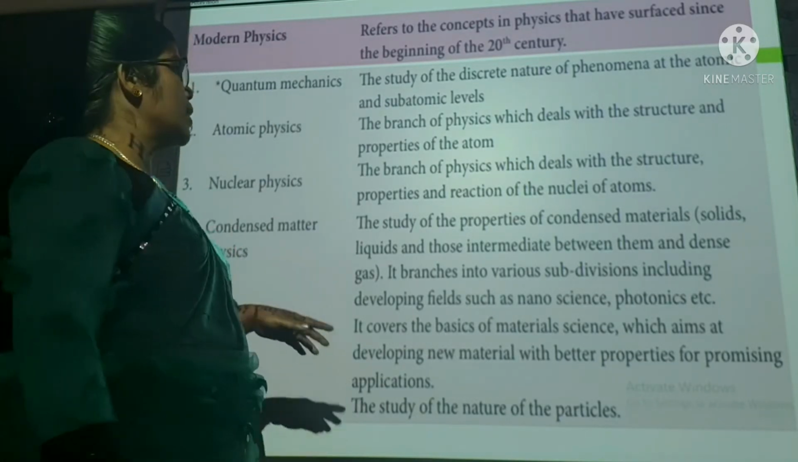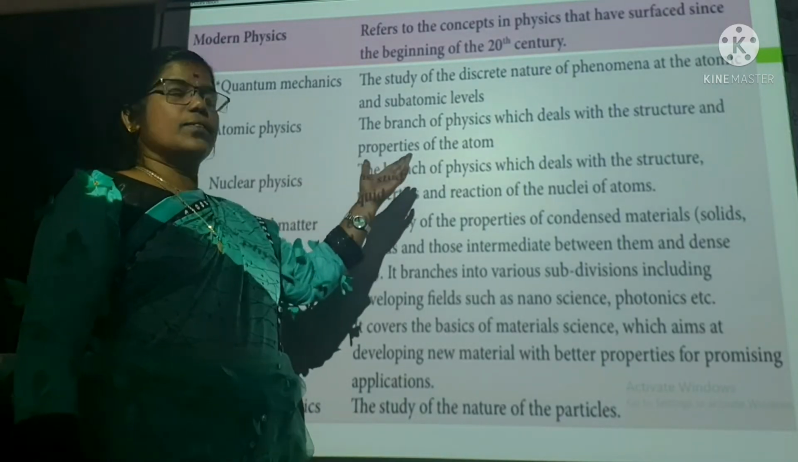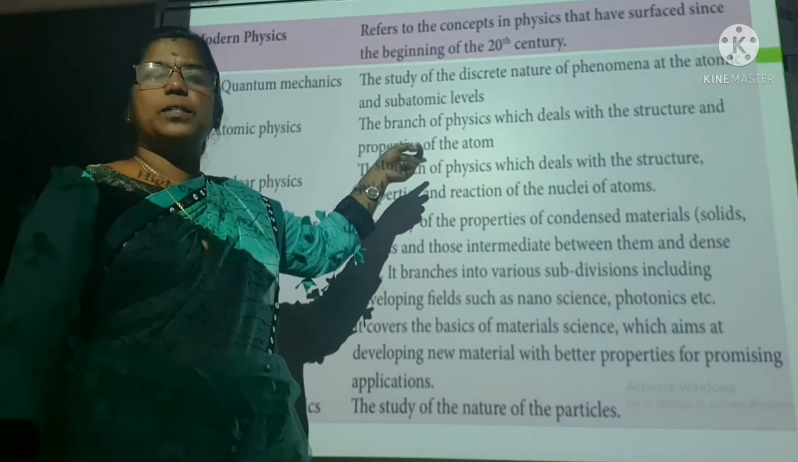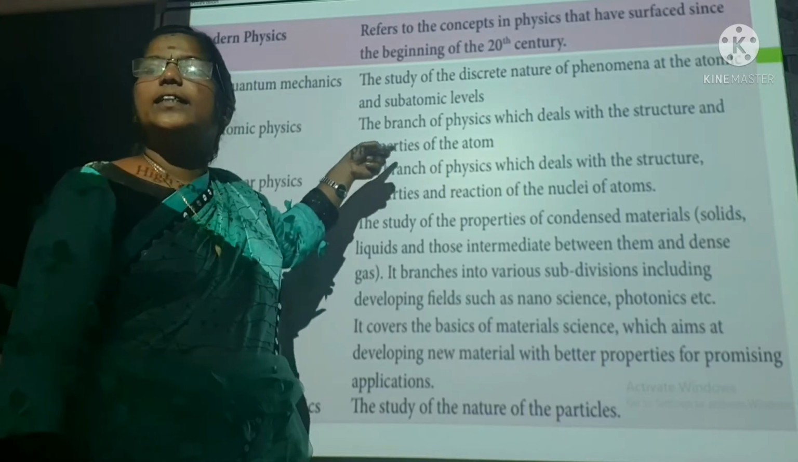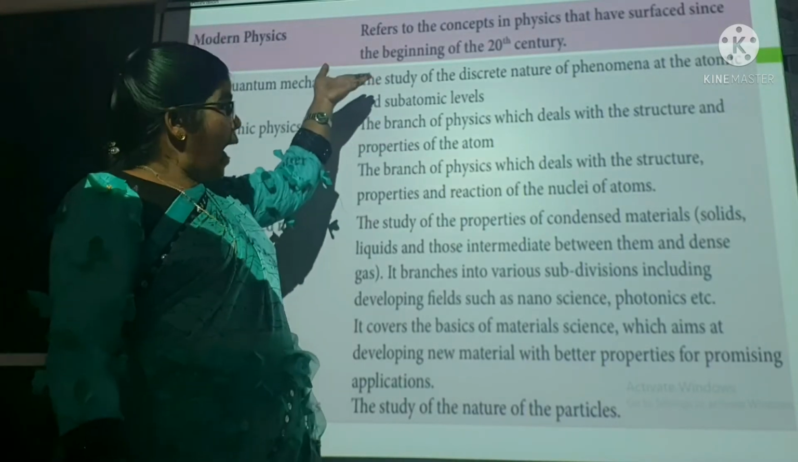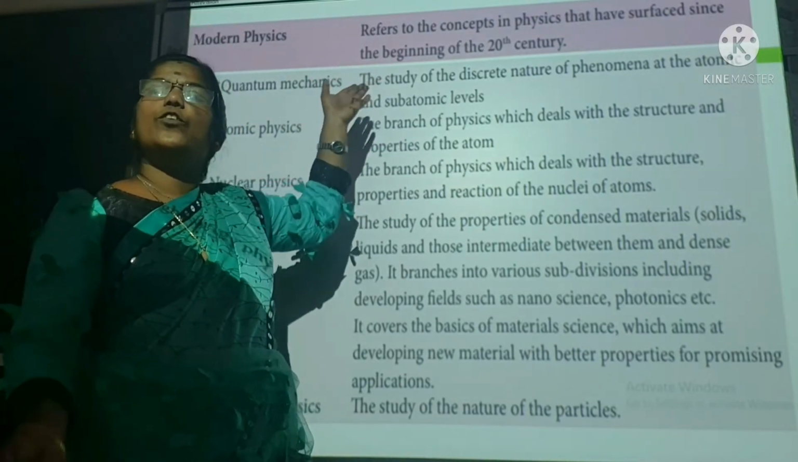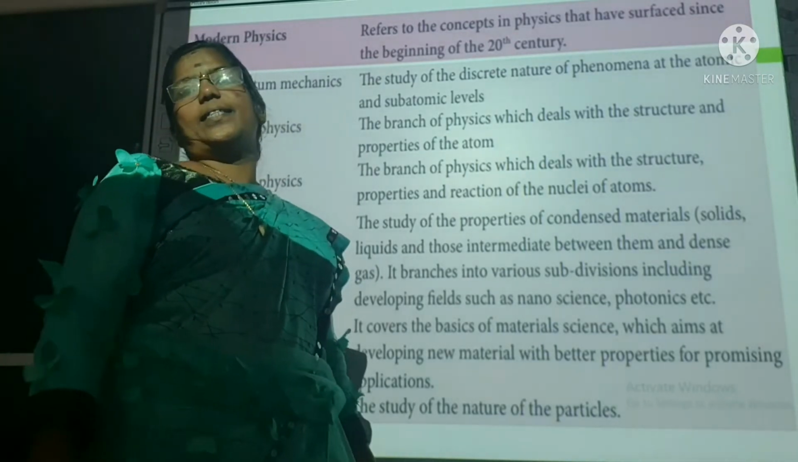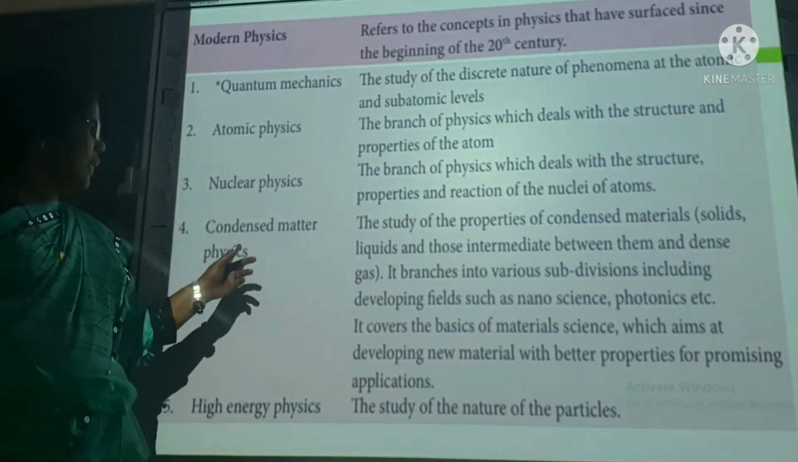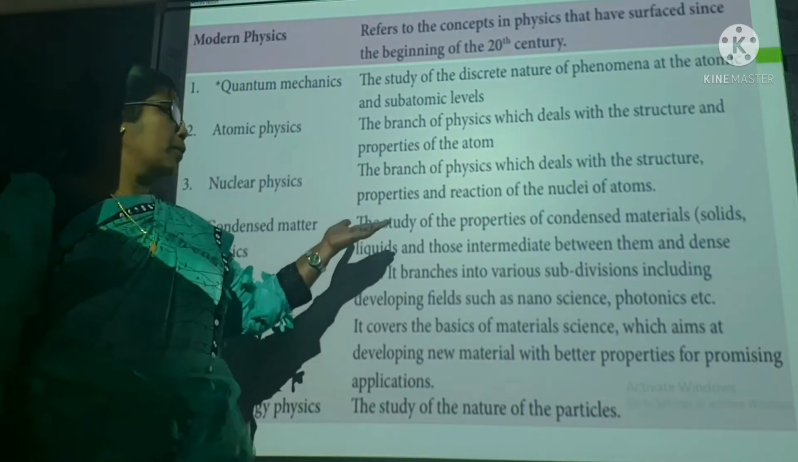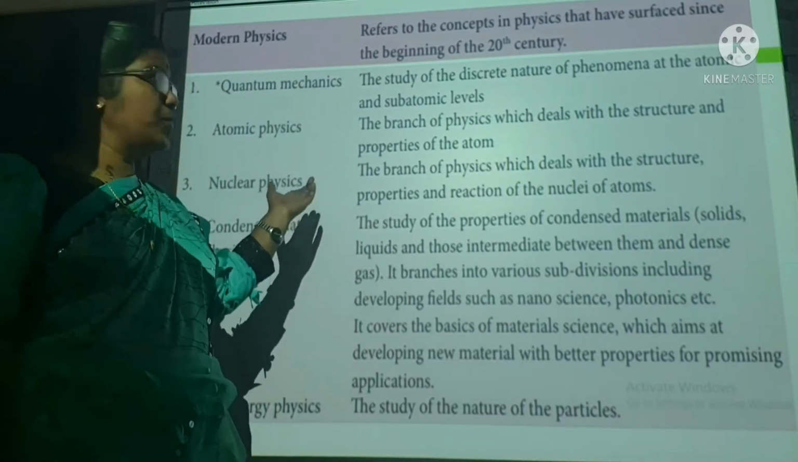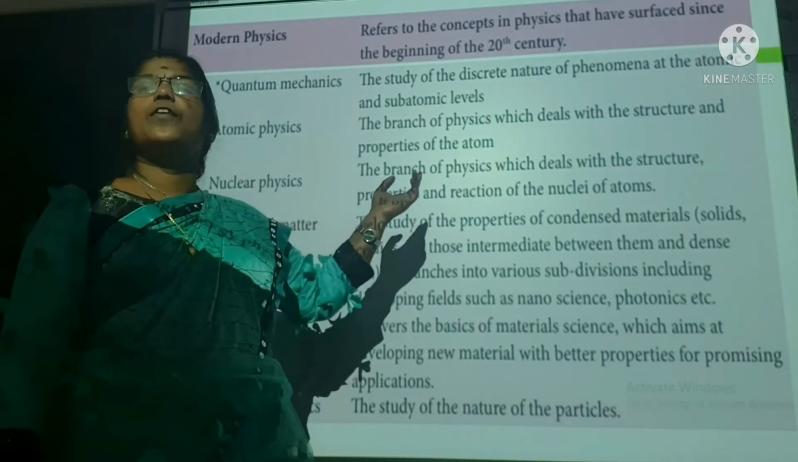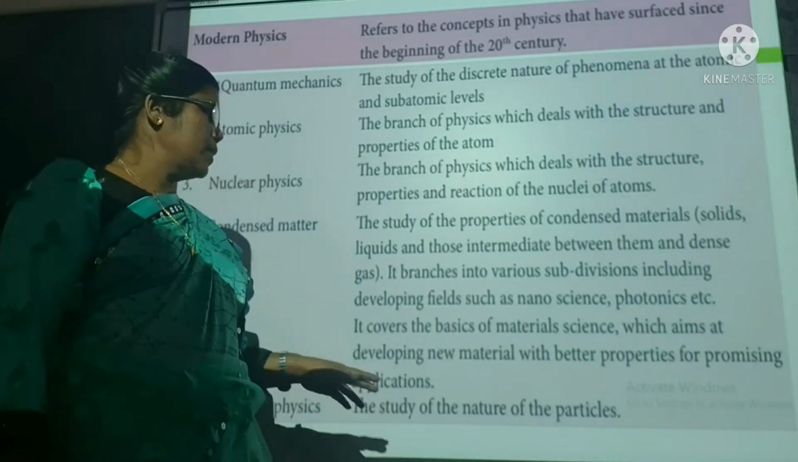And atomic physics, the branch of physics which deals with the structure and properties of atoms. This will give the structure and properties of atoms, and quantum physics will give you the structure and properties of the subatomic particles. And nuclear physics, branch of physics which deals with the structure, properties and the reactions of nuclei of atoms.